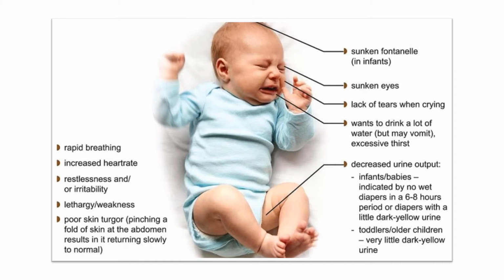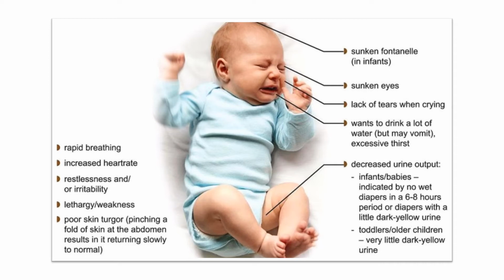And then decreased urine output. So how do we measure that in kids, right? We know with adults, we want 30 mils per kilo per hour, but also how many hours do we let an adult go before we say, oh, they haven't peed enough? I'm going to say it's probably at least 6 to 8 hours, maybe closer to 12. In infants and babies, it's no wet diapers in a 6 to 8 hour period. So it's pretty similar, right? It's no urine output in that period of time, or having just a little urine output with dark yellow urine. In toddlers and older children, it's very little dark yellow urine.